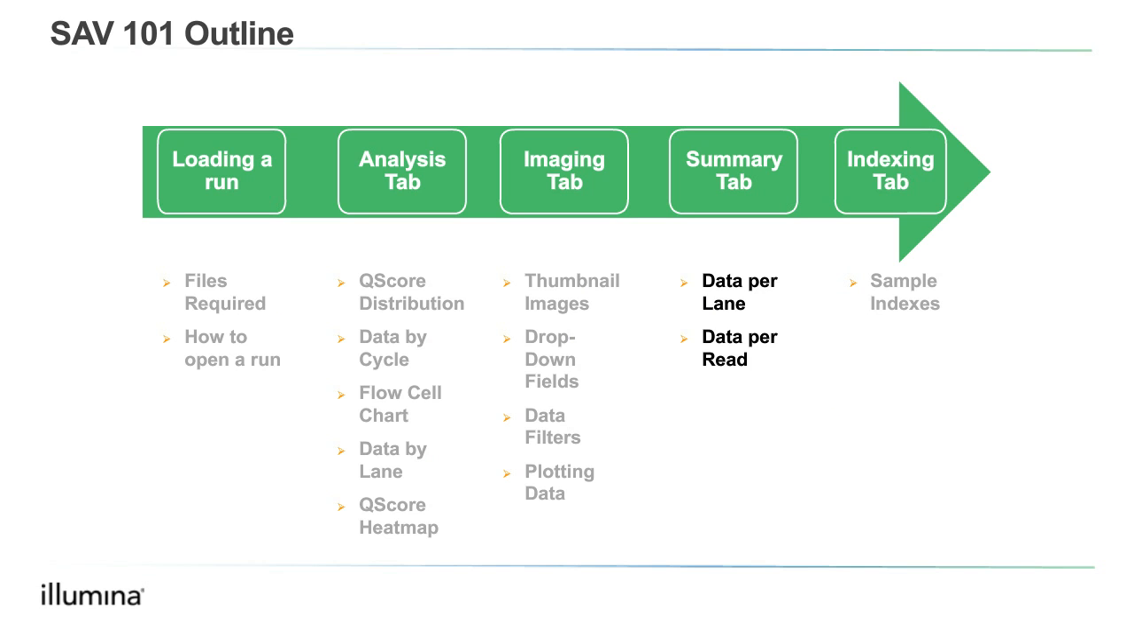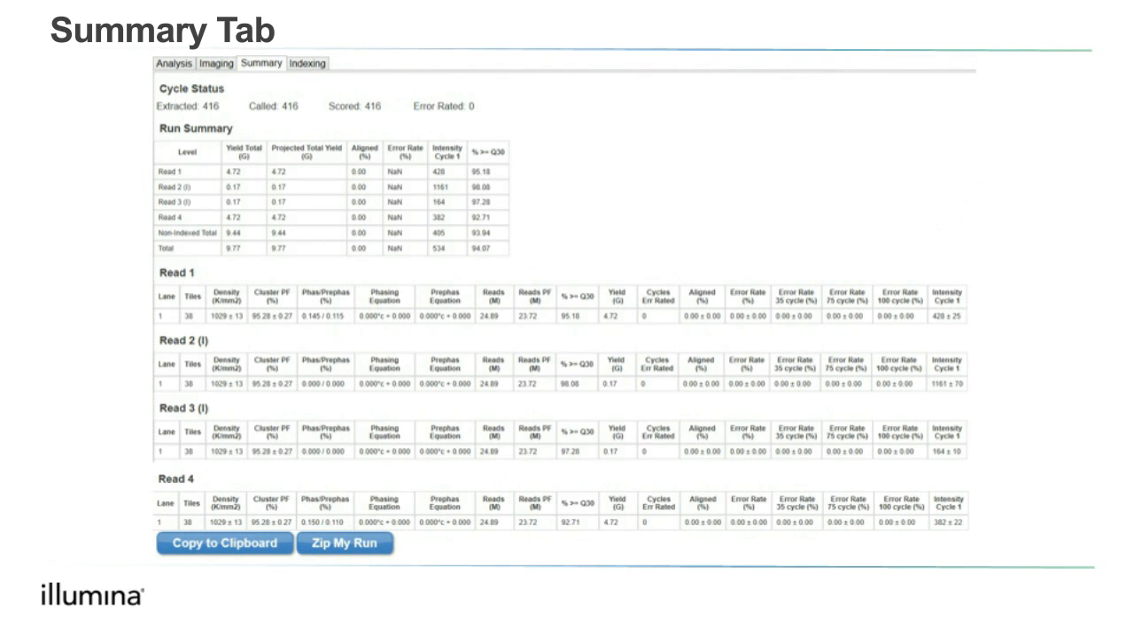Next is the Summary tab that contains detailed numerical metrics for the run. The Summary tab shows the numerical hard values of the graphs observed in the other tabs. The sections are broken down into cycle status, run summary, and each read in the run, reads 1, 2, 3, and 4 if present.